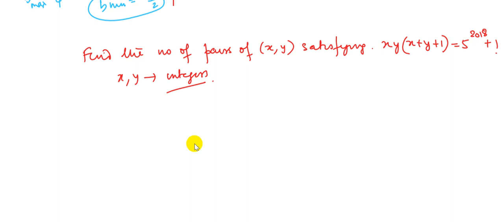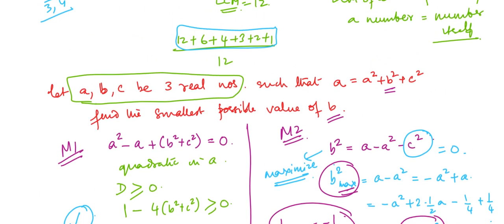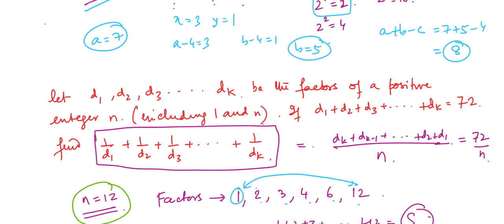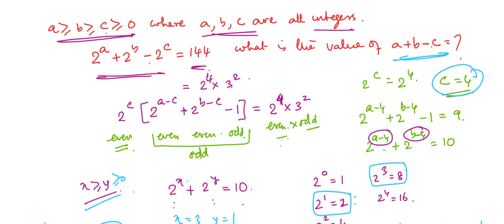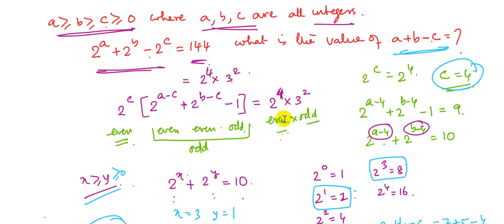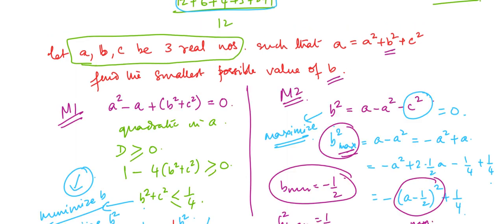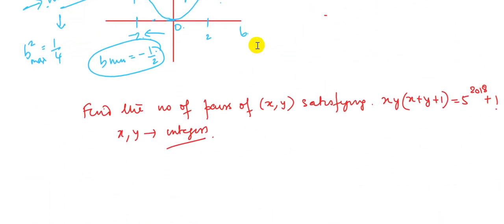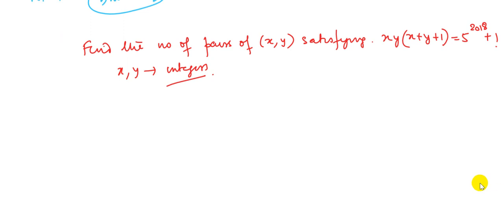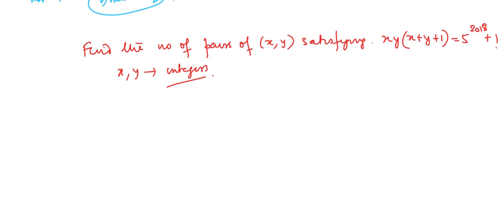Now, how am I going to approach this? Remember how we did this problem? Yeah, this one. Comparing even and odd. You have to analyze the two sides. Same thing here. Concept is same. I'm going to analyze the two sides. The first thing I need to understand is my right hand side.